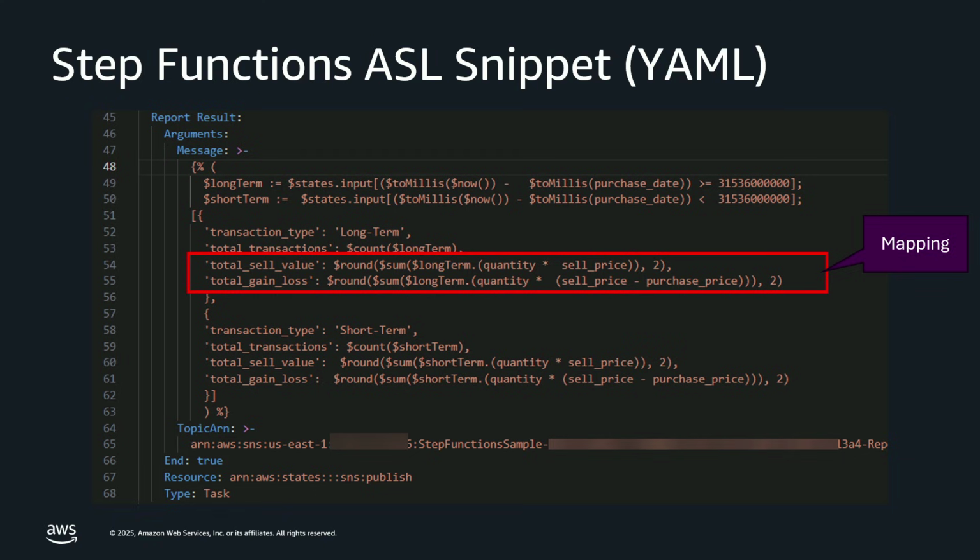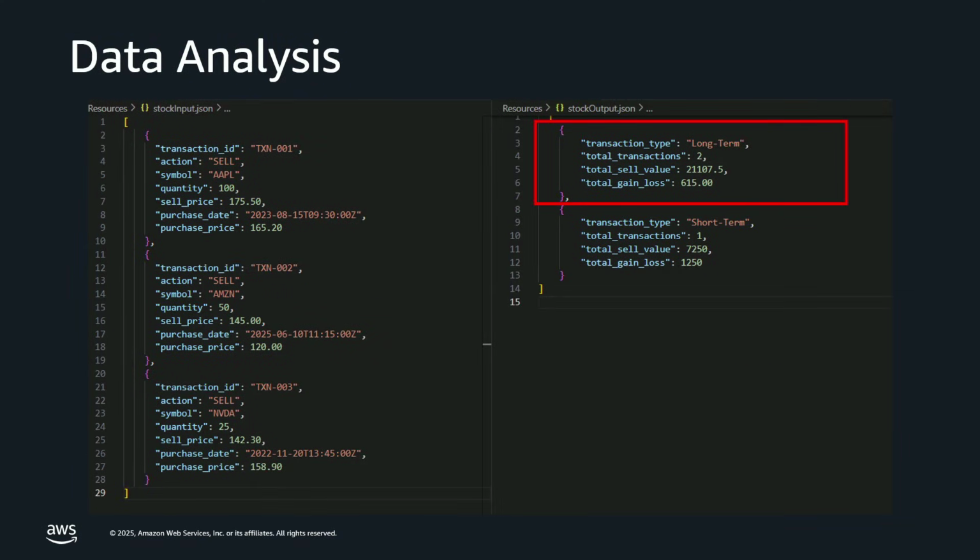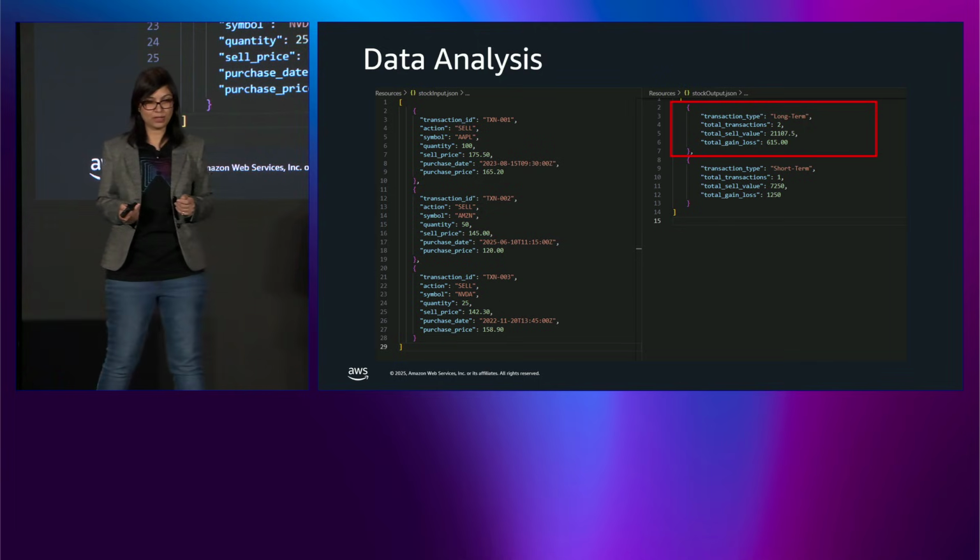But you don't have to limit yourself to this data analysis scenario for stock trading. Extrapolate this and think of all other automation use cases where you might need to do numerical calculations or string manipulations, and think of those scenarios where you would need these but do not want to invest in a Lambda function. You could straight away do it as part of Step Functions. All right, so coming back to that slide, now you have this output where you have the transaction type, the total transactions, the sell value, and the gain or loss associated with that.